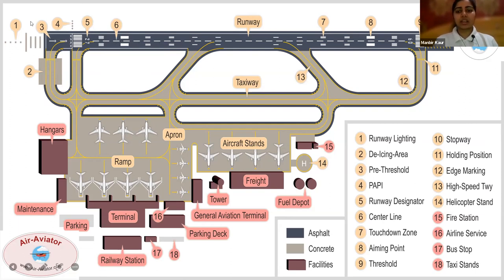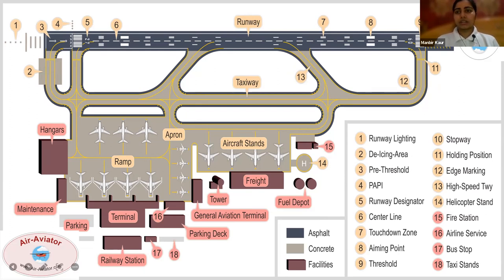If an aircraft is landing, and it is approaching from one, then the seven should be the touchdown point. From the six, the center line, it will be checking the center of the runway, and the seven is the touchdown zone. Till 8, it is the aiming zone, where the aircraft has to be stopped at this point. Then the 9 is a threshold where it should control its speed. Once the speed is controlled, the aircraft is completely stopped at 10, this point.